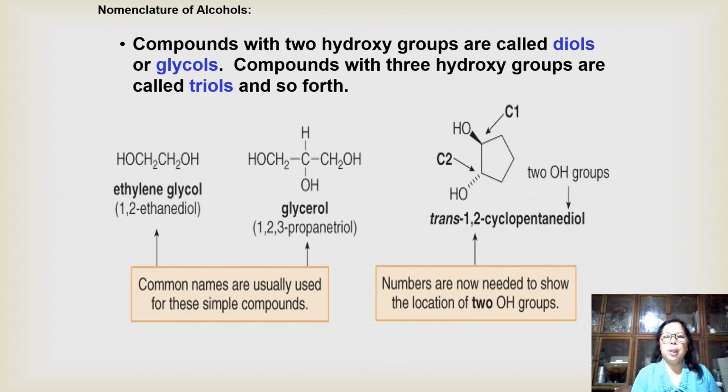Again, a review for your aromatic. There are 1, 2, 3, 4, 5. There are 5, so this is pentane. But there are 2 OH because these are diols, so you have cyclopentanediol. And of course, the first carbon contains the OH, so you have 1, 2. So you have 1,2-cyclopentanediol.